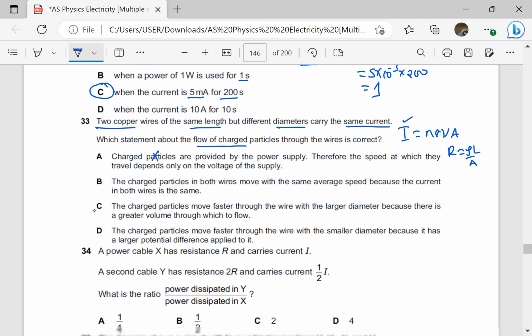The charged particles in both wires move with the same average speed because the current in both wires is the same. But they have different diameters, so they have different areas. Therefore, we see that V is inversely proportional to cross-sectional area. So this one is also not correct. The charged particles move faster through the wire with a larger diameter because there is a greater volume through which to flow. A greater diameter means a greater area, which means a smaller drift velocity. Therefore, this one is not going to be correct.